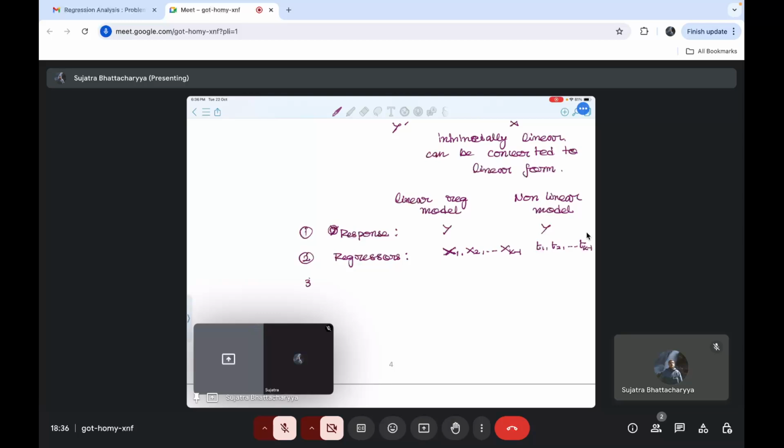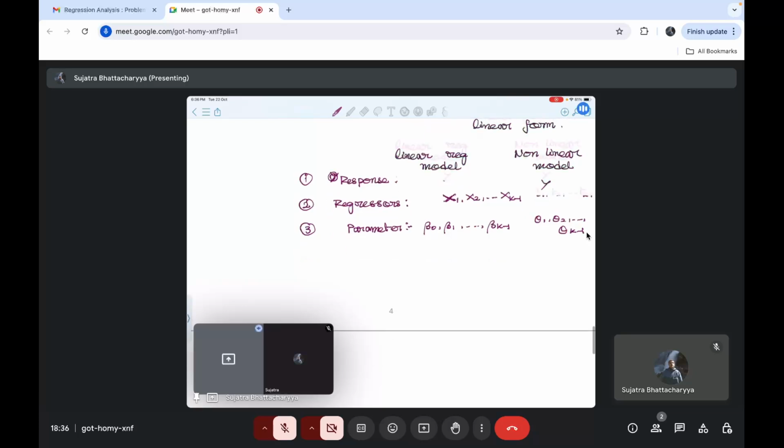Third is the parameters. What parameters have we used in the case of the linear model? They are beta. You can start with beta naught, beta 1, so on up to beta k minus 1, right? Where beta naught corresponds to the constant value 1. And in the case of nonlinear estimation, it starts with theta 1, theta 2, so on up to theta k minus 1. That's all. So these are the symbols which we use for the nonlinear estimation model and the linear regression model. These are the differences in the symbols.